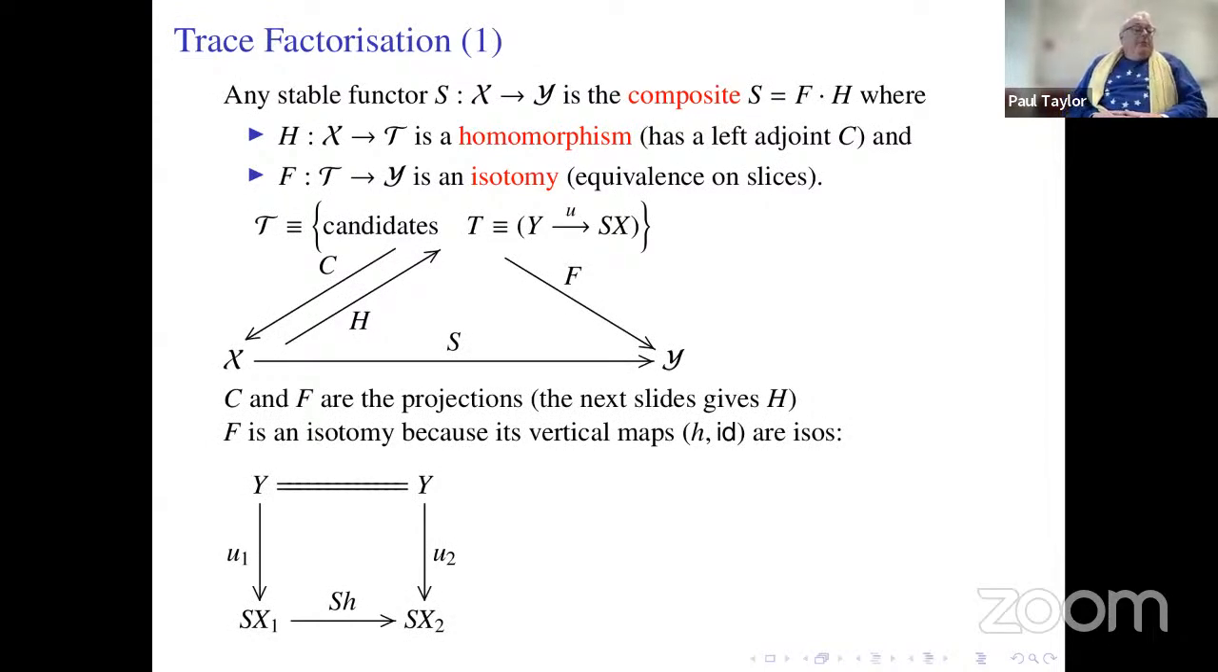So I mentioned to you before about the extreme versions of stable functors, where one extreme where we have a straightforward left adjoint, and the other extreme where we have equivalences on slices. Any stable functor factorizes as a composite of those two things, h followed by f. And the intermediate category, the objects are the candidates, and the morphisms are the squares that you would expect if you're familiar with comma categories or slice categories.